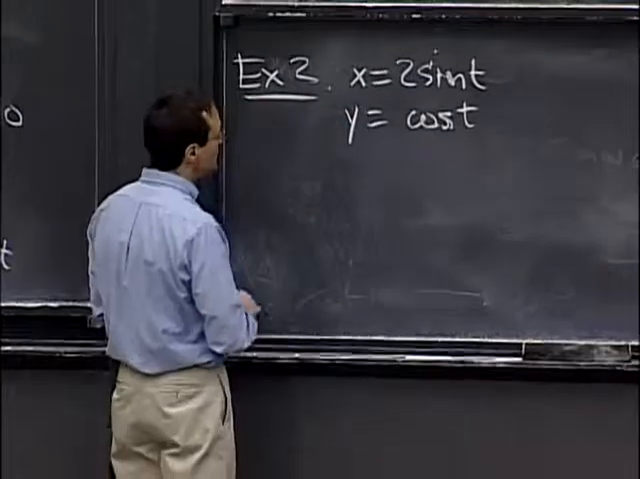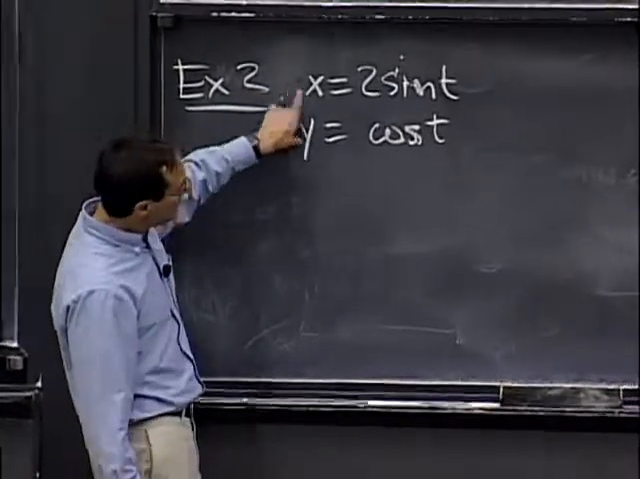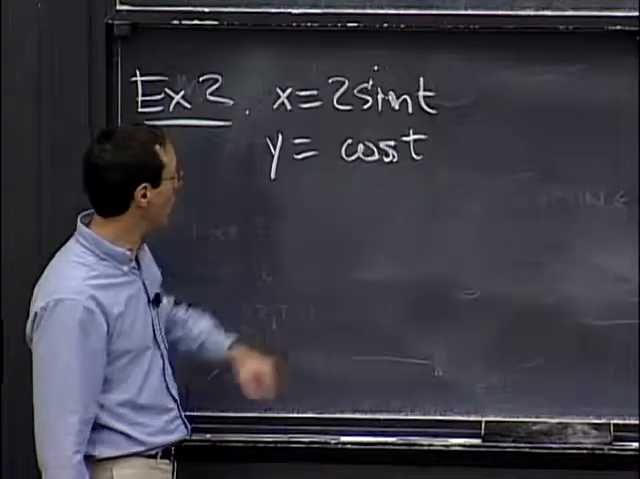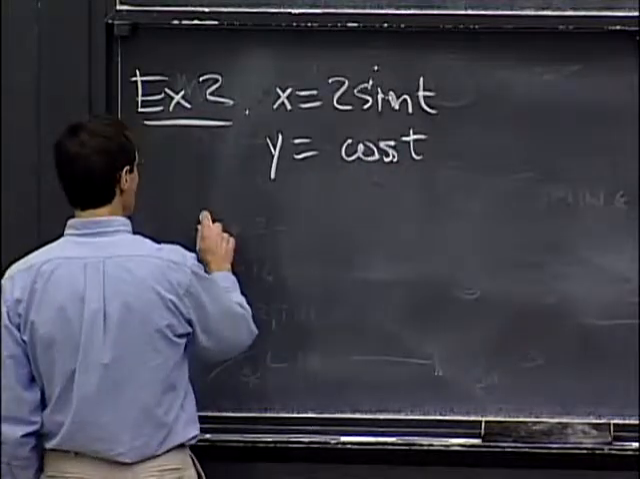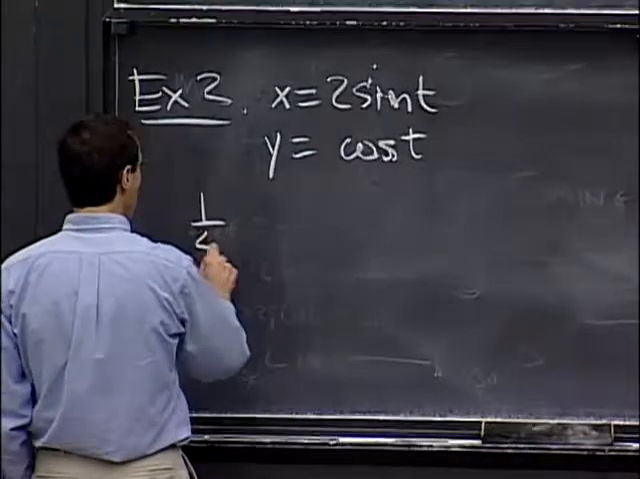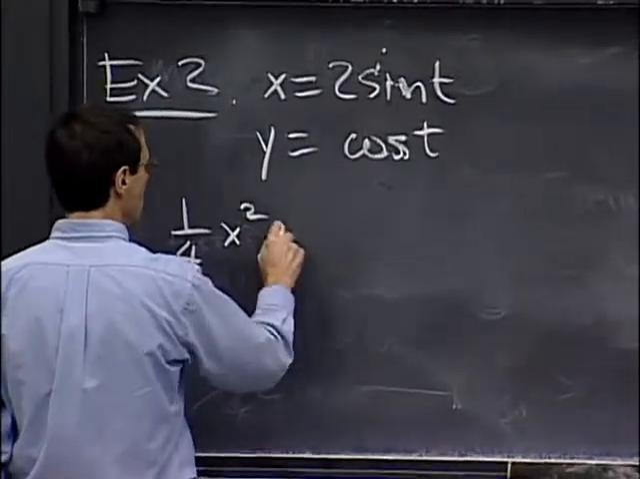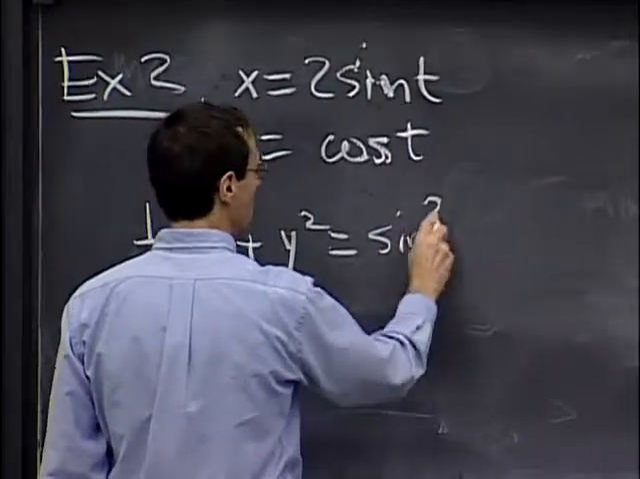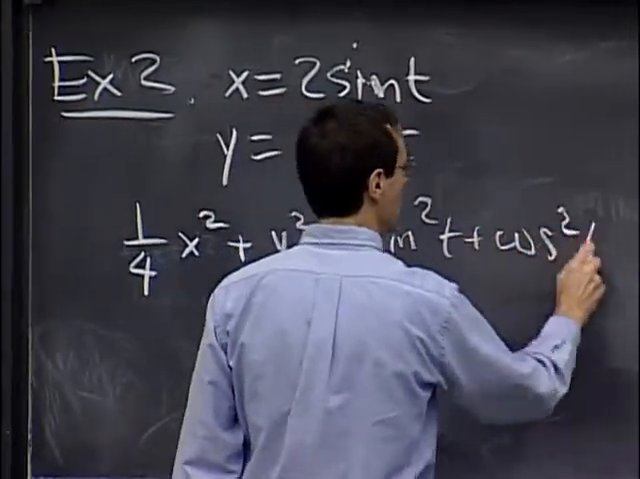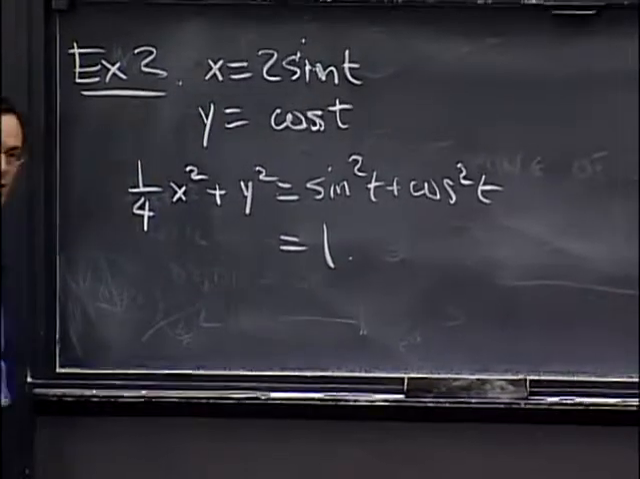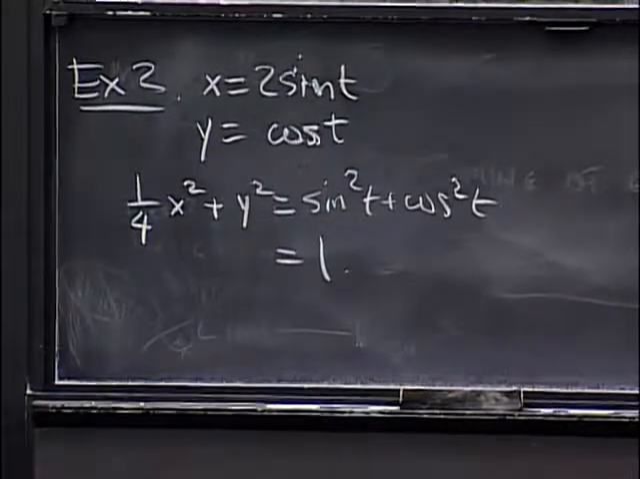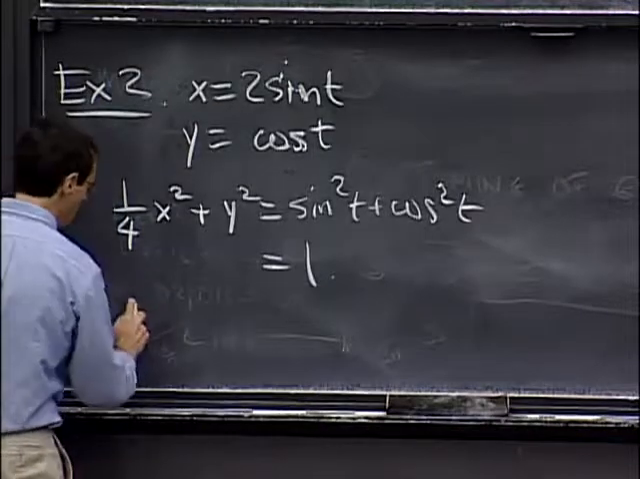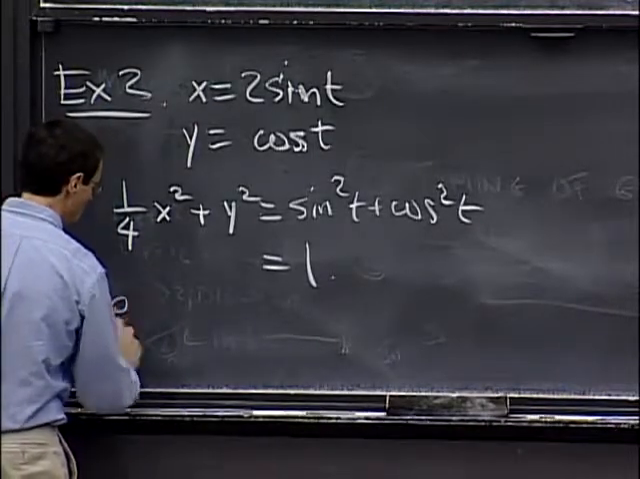But right here, to see the pattern, we know that the relationship we're going to want to use is that sine squared plus cosine squared is equal to 1. So in fact, the right thing to do here is to take 1/4 of x squared plus y squared. And that's going to turn out to be sine squared t plus cosine squared t, which is 1. So here's the rectangular equation for this parametric curve. And this describes an ellipse.